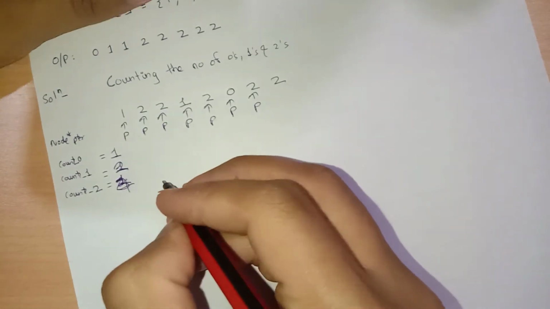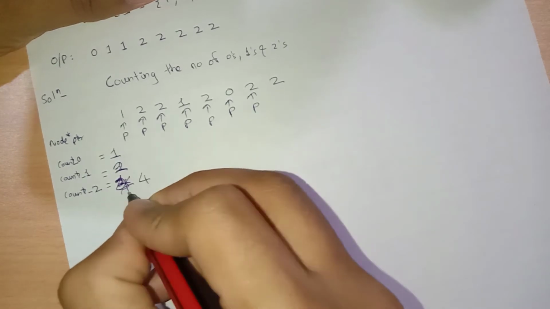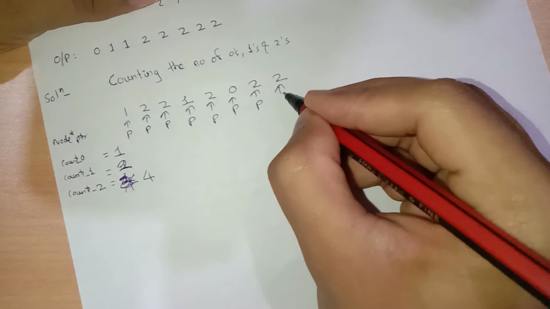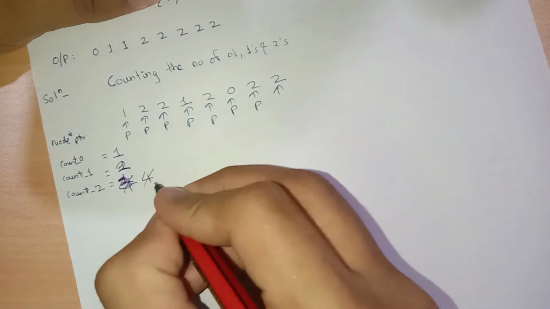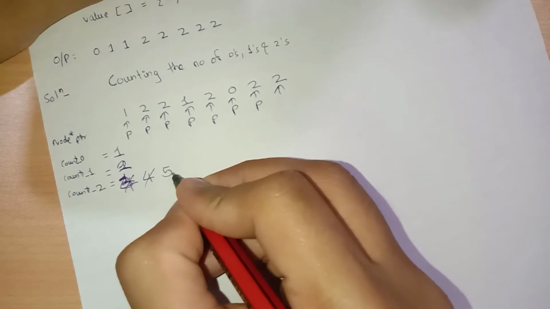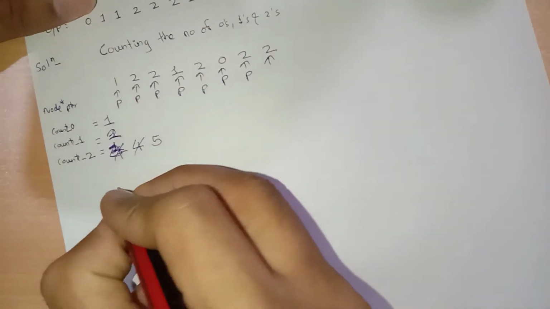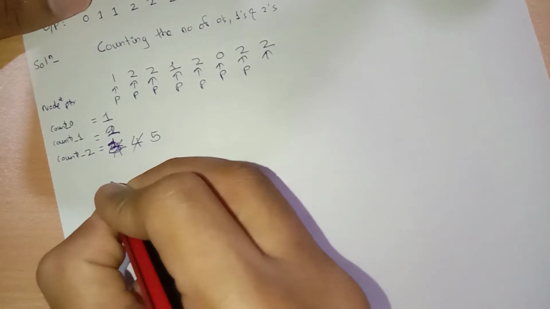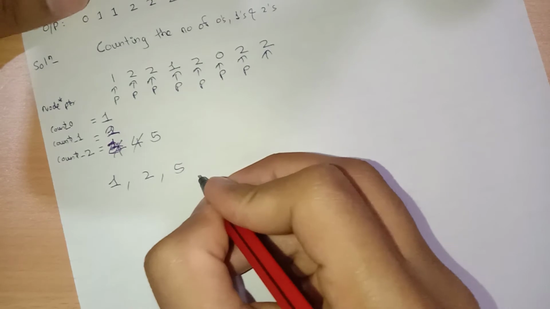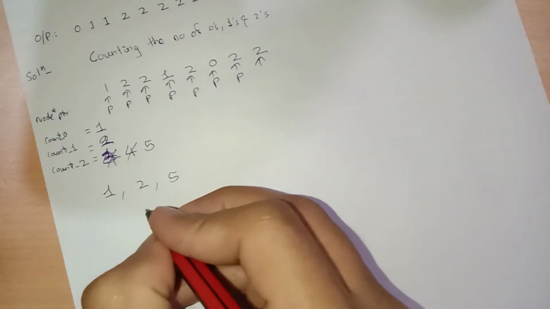So here the count of variable 2 becomes 4, and again we will traverse to the next node and see which data is here. 2 is present, so we will increase it by 1 and it becomes 5. Now we have the counts of 0, 1 and 2 respectively as 1, 2 and 5. So we will now fill the values of this linked list.